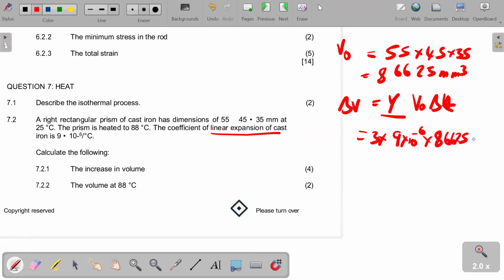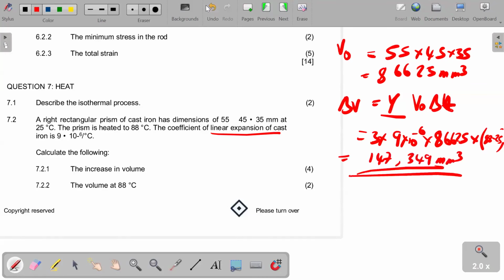that we have calculated, multiplied by the change in temperature. Temperature change from 25 to 88, so that's 88 minus 25. And that gives us 147.349 cubic millimeters. That's what we have there, 147.349 cubic millimeters.